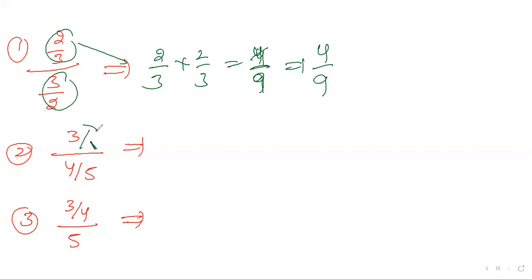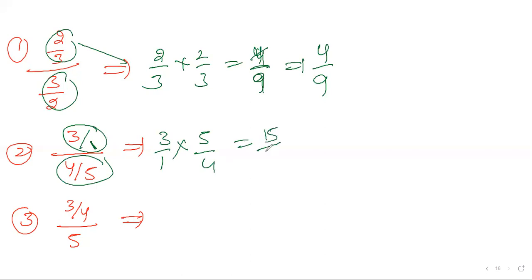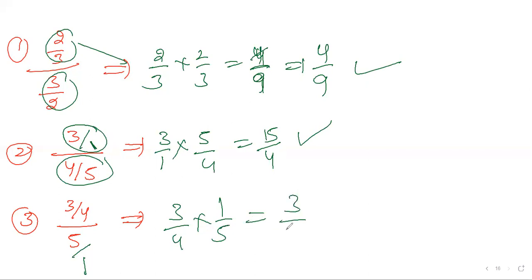Next, how much is the second answer? 3 by 1, this is right, ulta, 5 by 4. So 15 by 4. Next, this is nothing there, 5 by 1. 3 by 4 as usual, this is right, ulta 1 by 5. This is 3 by 20. This is the way you can do the problems.